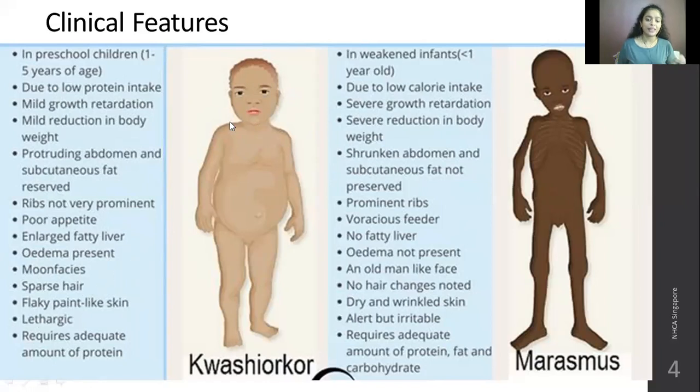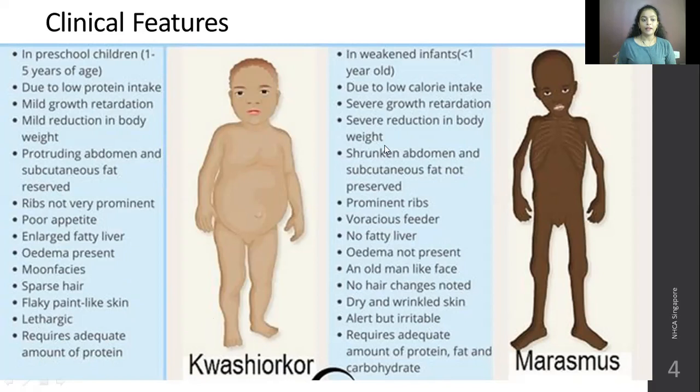Sparse hair is very thin, and the color of the hair also changes. The melanin from the hair reduces drastically. Flaky paint like skin, lethargic, the child is very tired all the time. Requires adequate amount of protein, because kwashiorkor has taken place. It is severe acute malnutrition from nutrition book. So requires protein intake for replenishing the deficiency in protein.